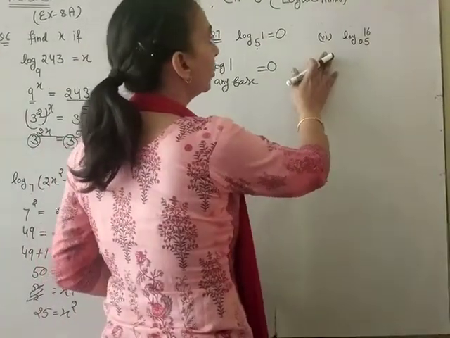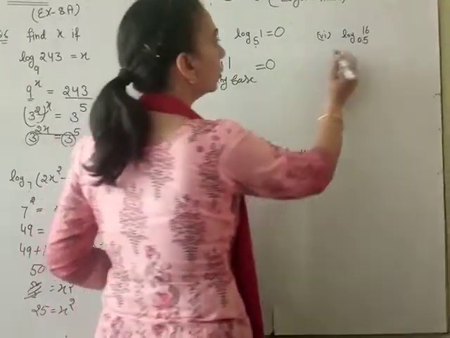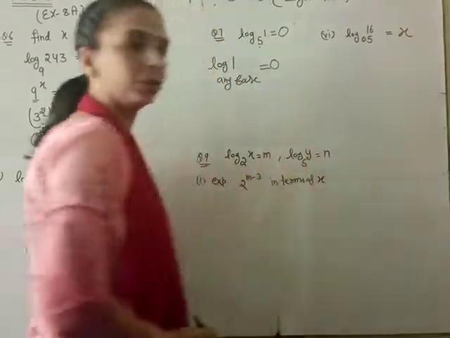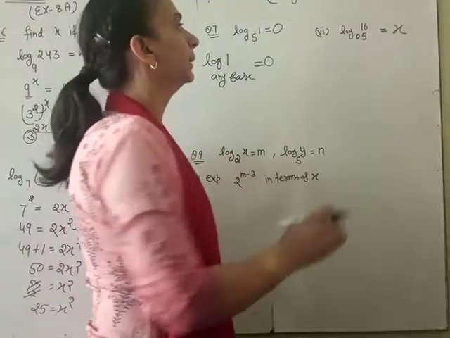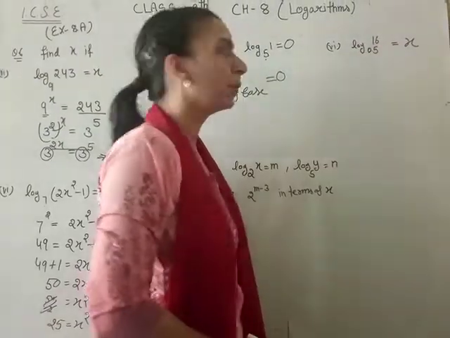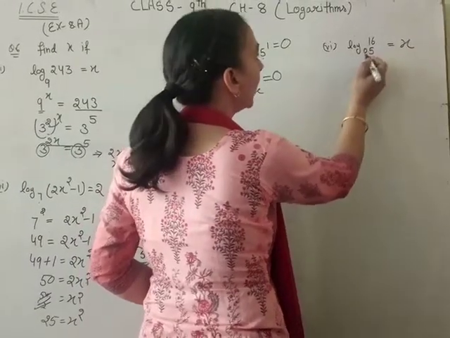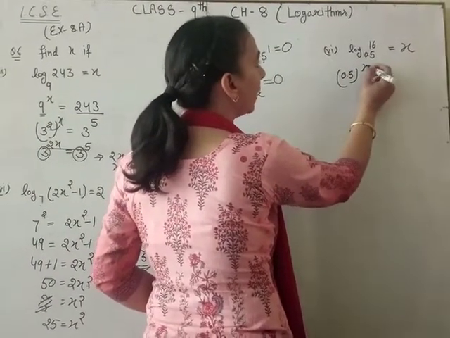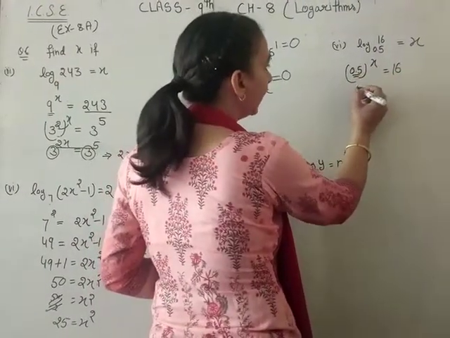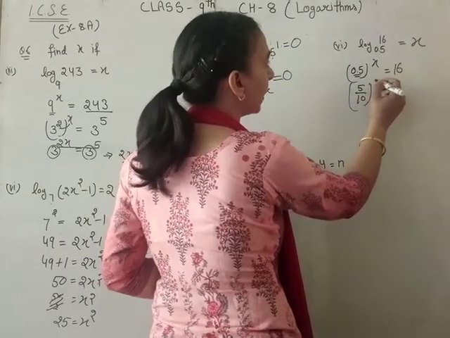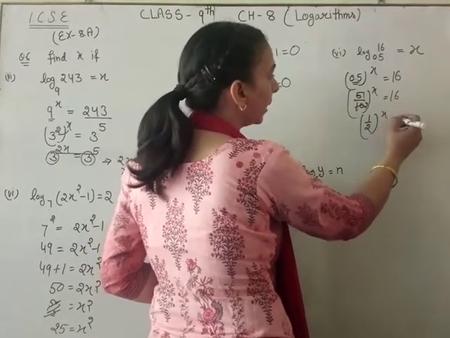So question number 7, part number 6. Find the value of log of 16 at the base 0.5. Student, let the value of this equal to x. If we find the value of x, then this is the value of log 16 at the base 0.5. So first we write this in exponential form. 0.5 raised to the power x equal to 16. Okay, student, 0.5 is 5 by 10, which is 1 by 2, so 1 by 2 raised to the power x equal to 16.